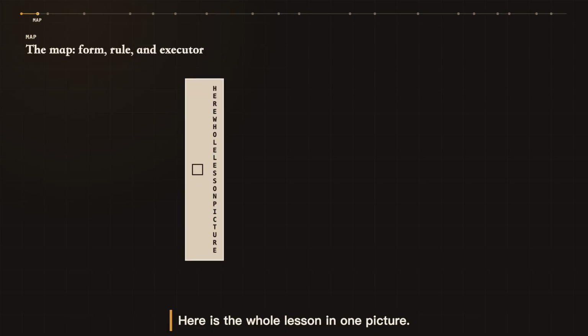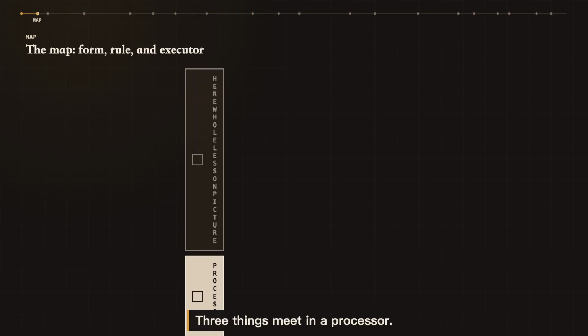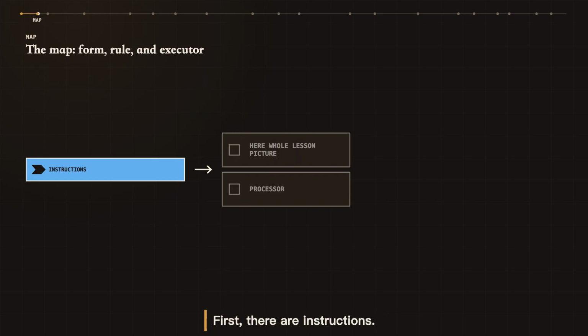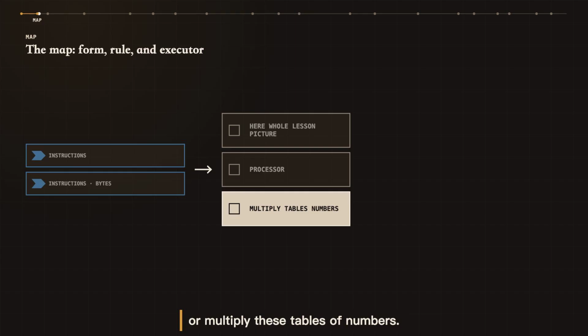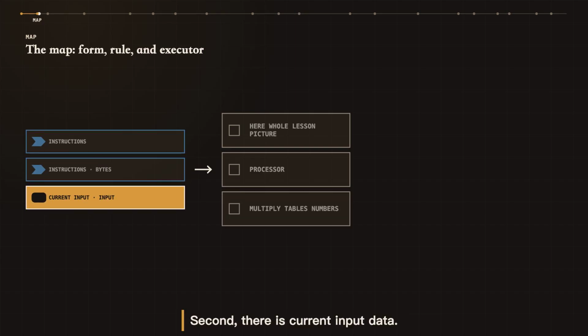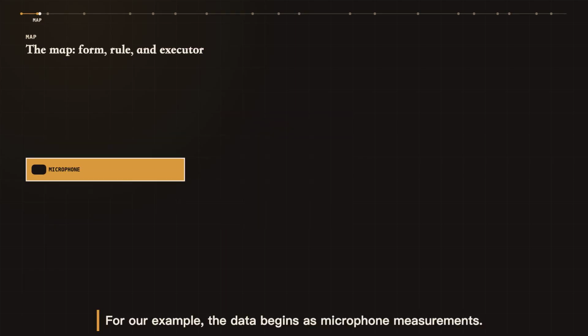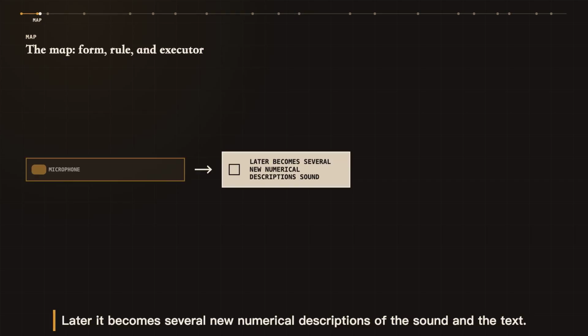Here is the whole lesson in one picture. 3 things meet in a processor. First, there are instructions. Instructions say what operation should happen. Copy these bytes, add these numbers, or multiply these tables of numbers. Second, there is current input data. For our example, the data begins as microphone measurements. Later, it becomes several new numerical descriptions of the sound and the text.